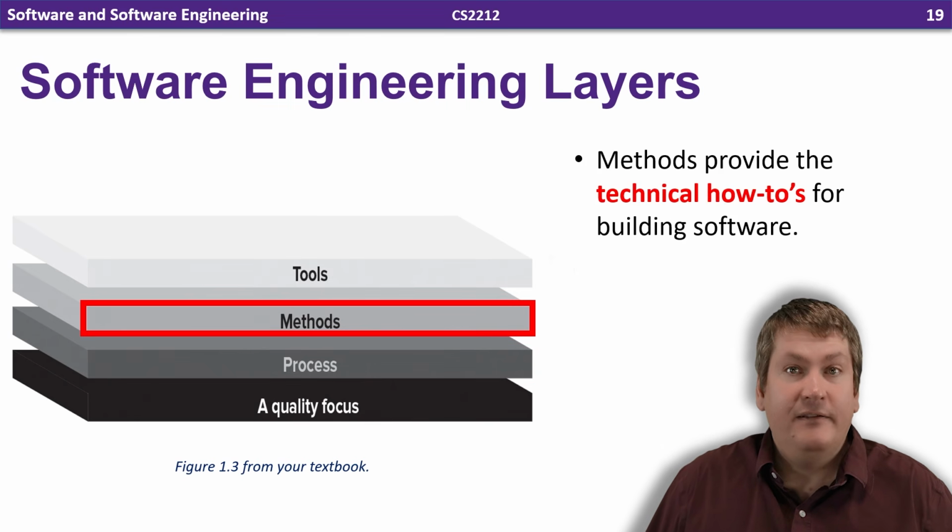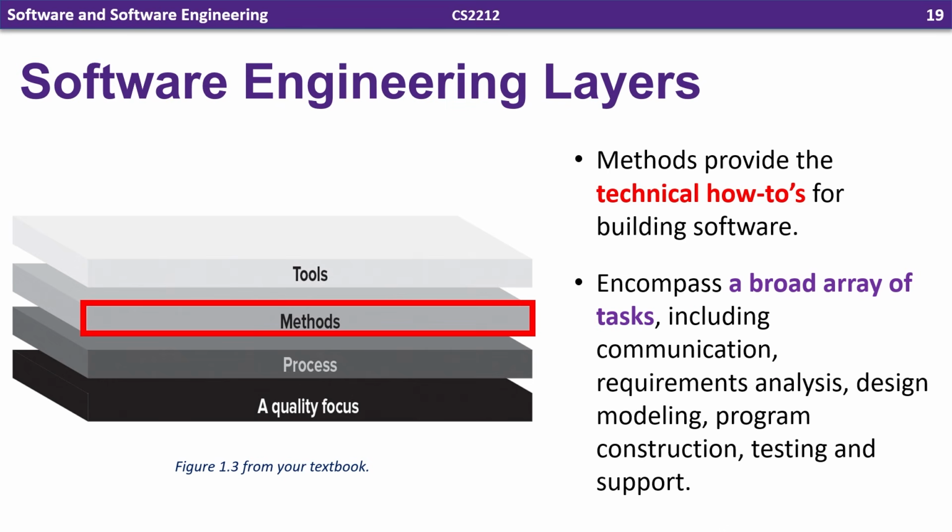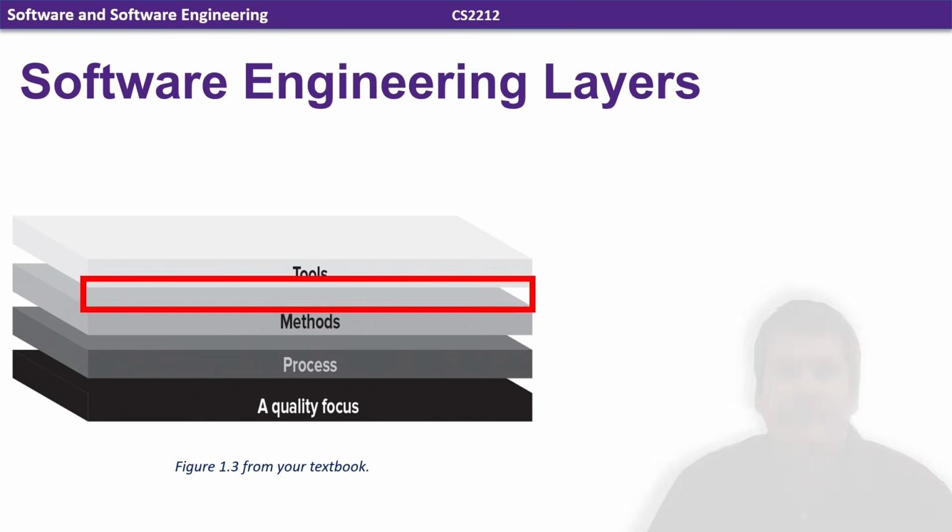Next are methods. Methods provide the technical how-tos and the best practices for building software. They encompass a broad range of tasks, including how we communicate with stakeholders, analyze requirements, and design and construct our software, as well as how we test and support it.